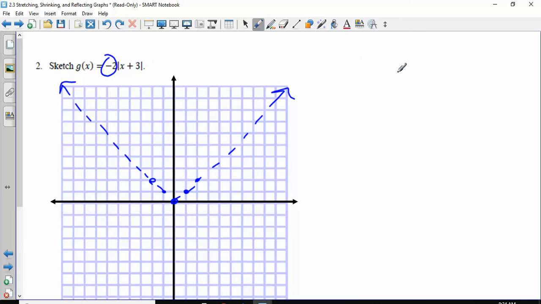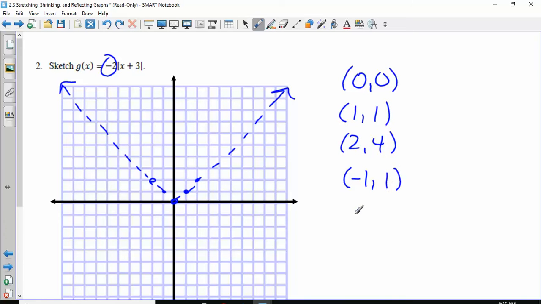So, what does this negative 2 do? It flips it over and stretches it. If you wrote out your points, if you struggle with the stretching, you could do this. It's on the outside, so it's going to change my y values, and it does what it says. So essentially, we're going to go through and multiply all my y's by negative 2.